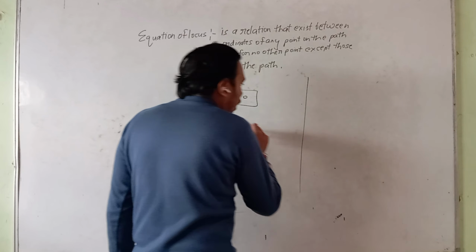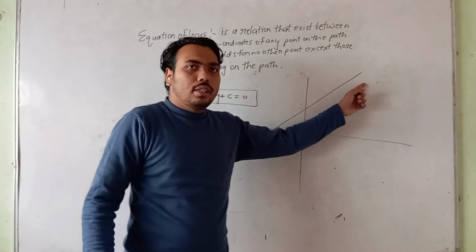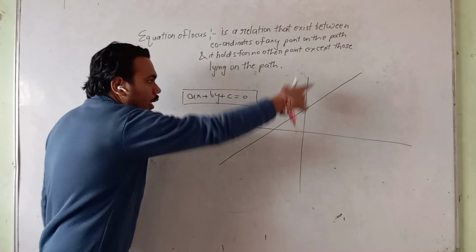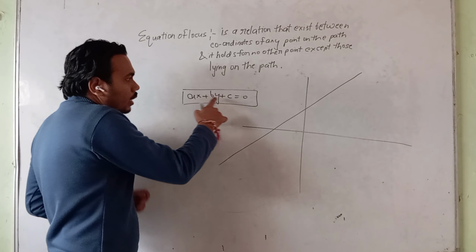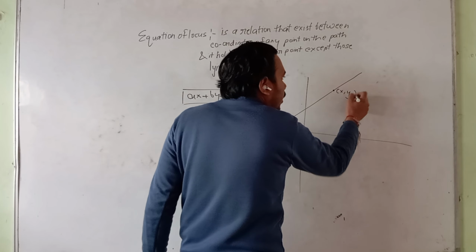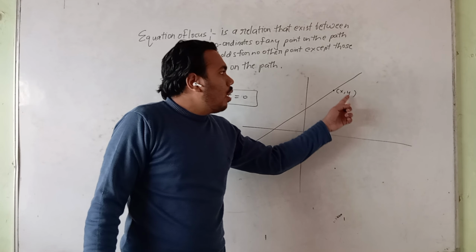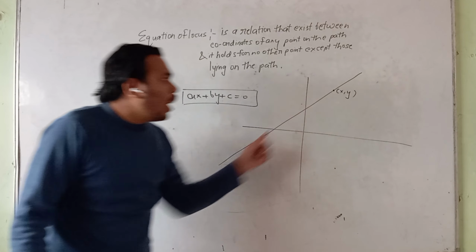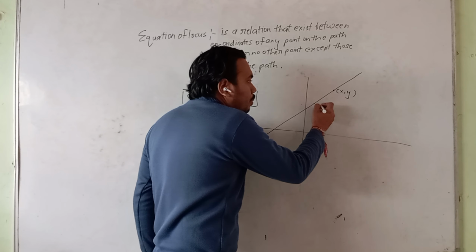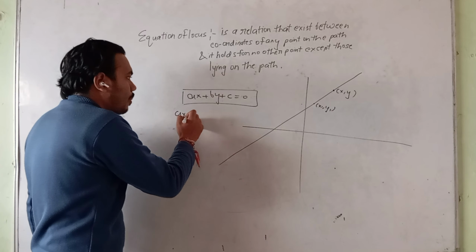And in the graph it is drawn like this. This is the path, and you can see that this is the equation of a straight line. It is a relation between x and y, in that any point on this straight line is denoted by x, y, and it is a relation between the coordinates of the point on the path. Now if I take any point on this path, x1 comma y1, it will satisfy this equation.